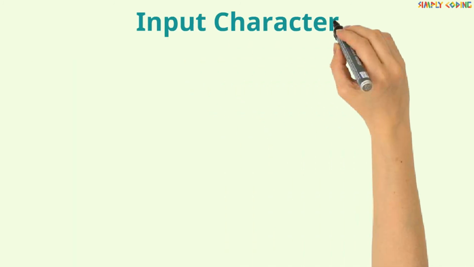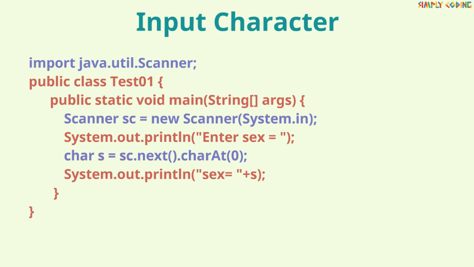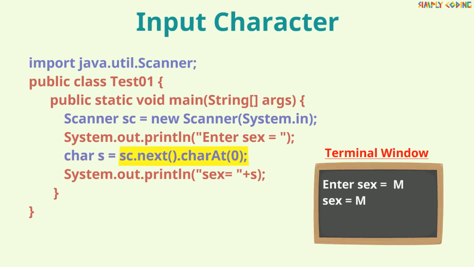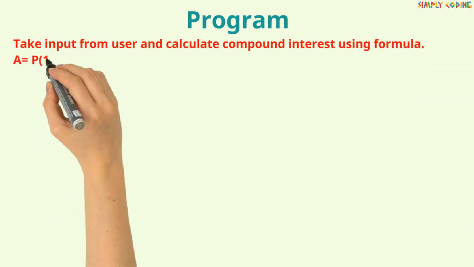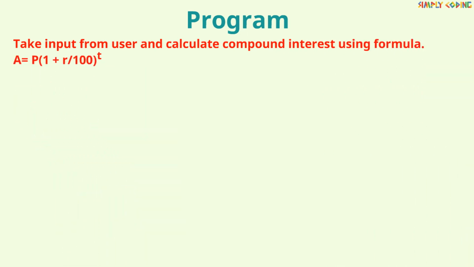To read a single character, we use the next().charAt function. Here, the next function returns the next token or word in the input as a string, and the charAt function returns the first character in that string. Let's rewrite the programs we wrote earlier to calculate the compound interest using this formula. But this time, we will take input from the user.